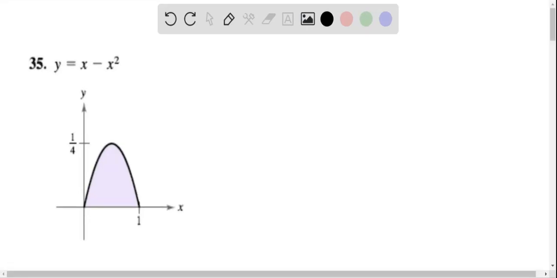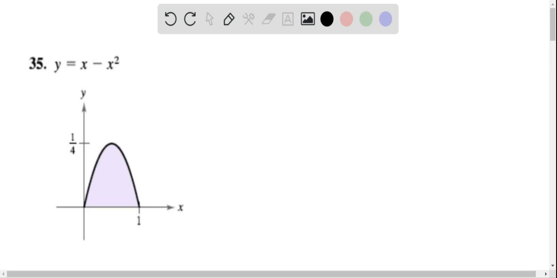Let's do question 35. Here we have the curve equation y equals x minus x squared, and the graph of this curve is also shown in this diagram. We have to find the area of the shaded region. The shaded region is basically the area under the curve y equals x minus x squared.